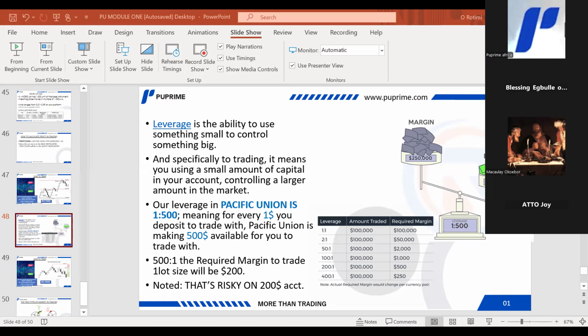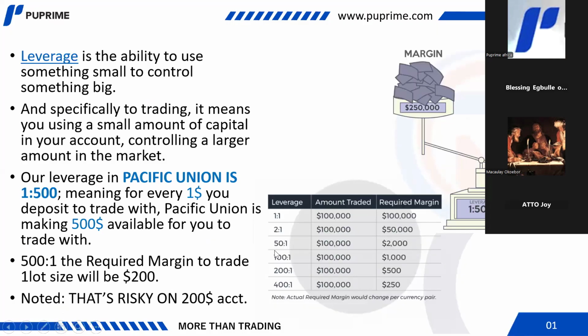So this is how it works. Now, if you look on the screen, you'll see that leverage comes in different categories. You can see 1-to-1, 2-to-1, 100 to 1, 400 to 1. These are ratios. So it can either be 400 to 1 or 1 to 400, 1 to 500. It's still the same thing. It's still a ratio.